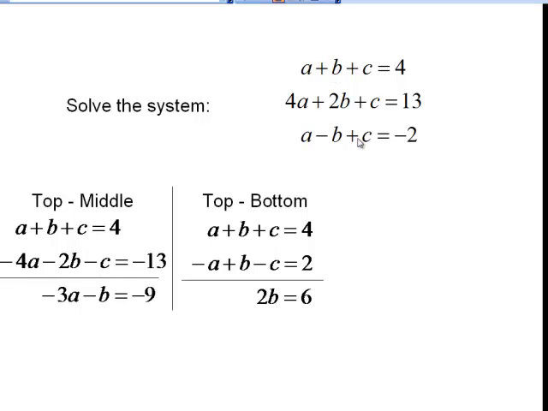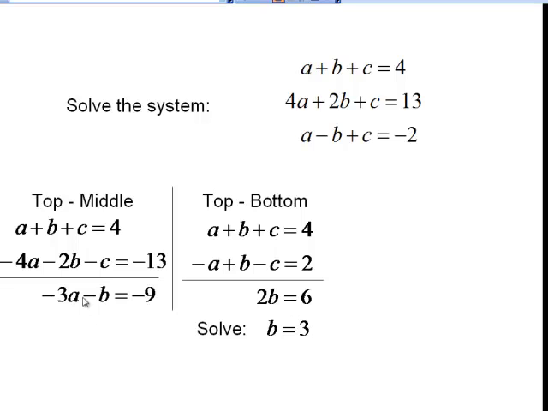Now suppose I take the top and the bottom. Now, since I wanted to get rid of c, I need to subtract those, because my c's won't cancel otherwise. So a minus a disappears, b plus b is 2b, c's disappear, so I get 2b is 6, divide it out, so b is 3.